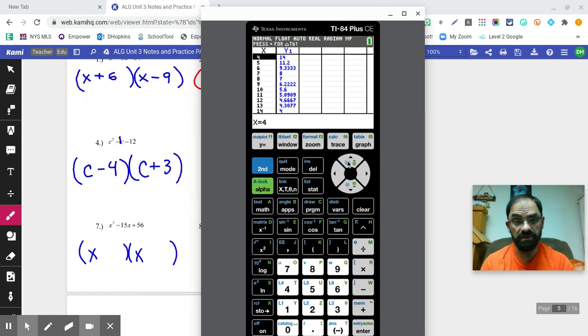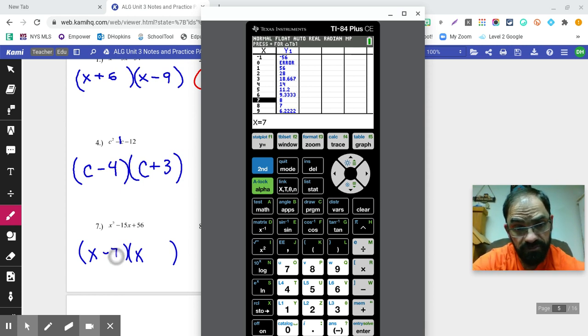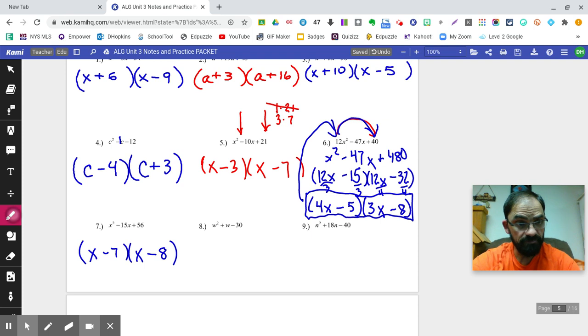Let's scroll up to the beginning to find all the factors, starting at 0. And we're looking for negative 15. Well, 7 and 8 will give us 15. So if I want negative 15, I need negative 7, negative 8, and a negative times a negative will give me back my positive 56. So there we have it.